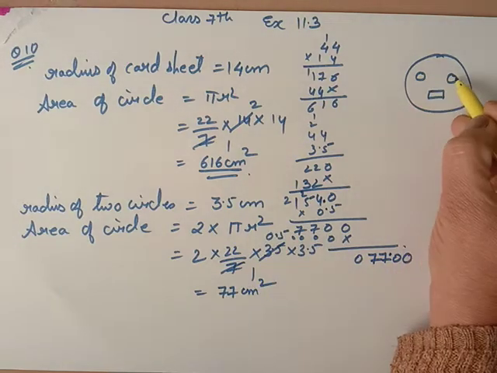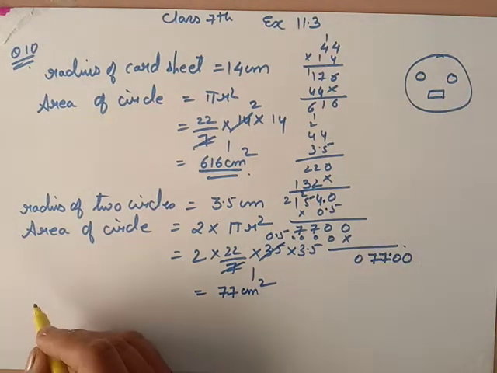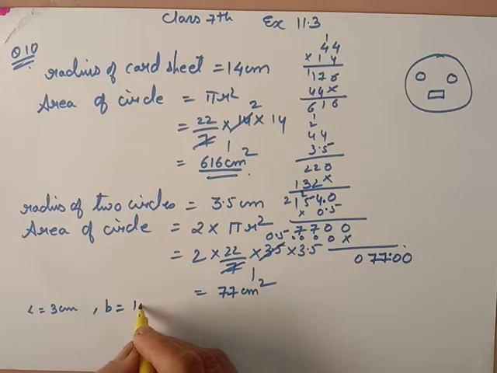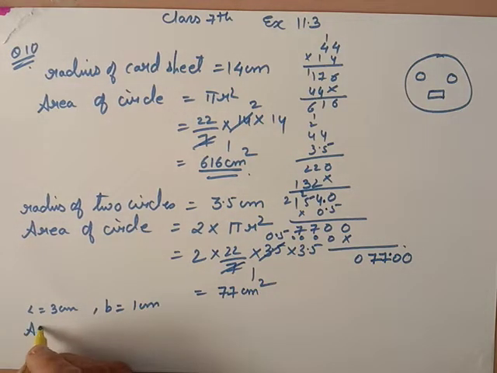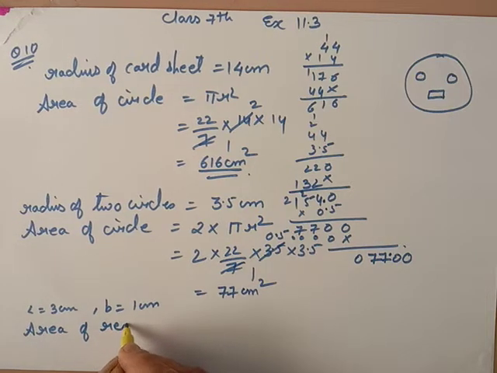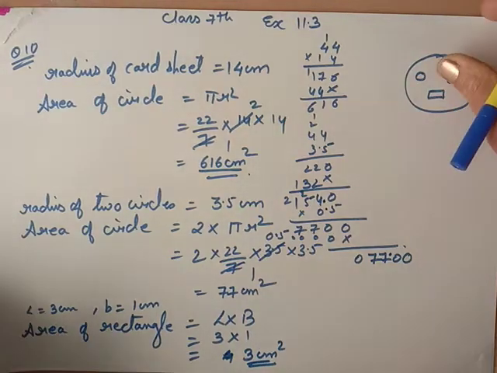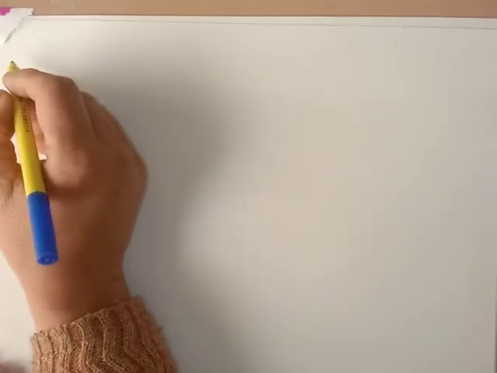We got the area of these two circles. Now we find the area of this rectangle. The information is given in the question: the length is given 3 centimeter and the breadth is given 1 centimeter, and we can find the area of the rectangle. Area of rectangle is length into breadth. The length is given 3, breadth is given 1, we got 3 ones are 3 centimeter square. We got the area of this also, and we have to find the area of the remaining sheet.